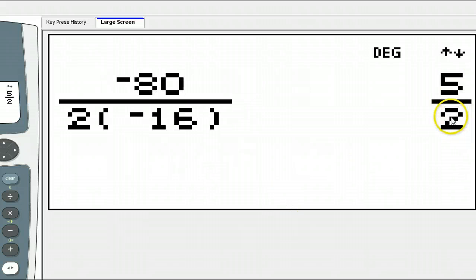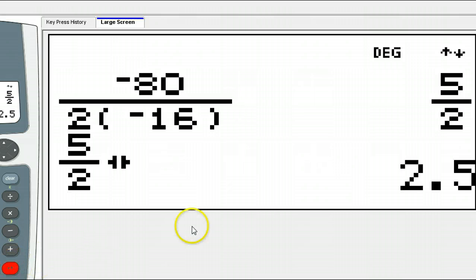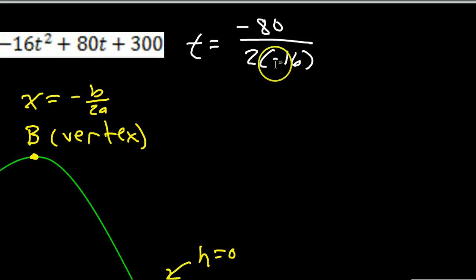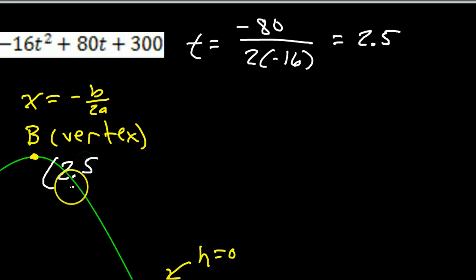Okay, so that's giving me 5 over 2. For these word problems, a decimal is going to be more helpful than a fraction. So let's go ahead and go with 2.5. Okay, so this is the time that we're finding. Just keep that in mind. So that gives us a time of 2.5. So this is the vertex that we're finding. So we're at a time of 2.5 seconds.